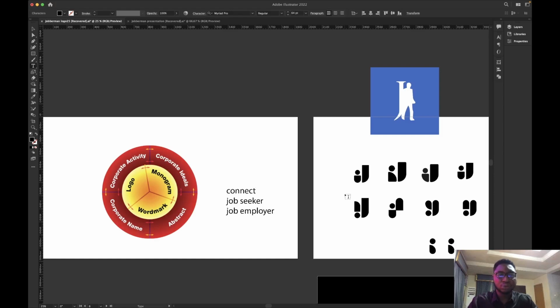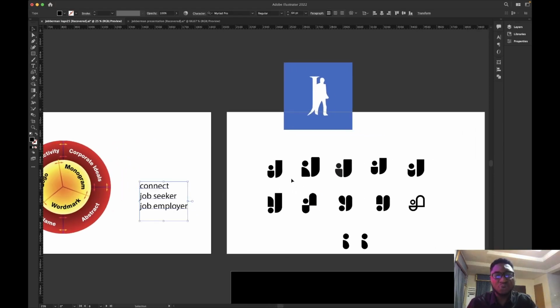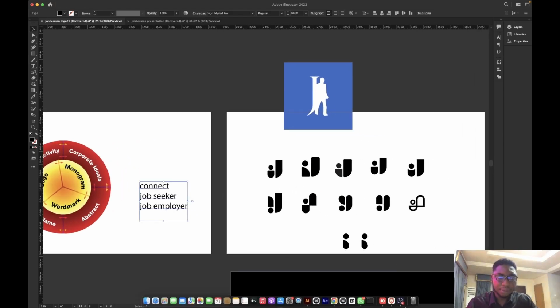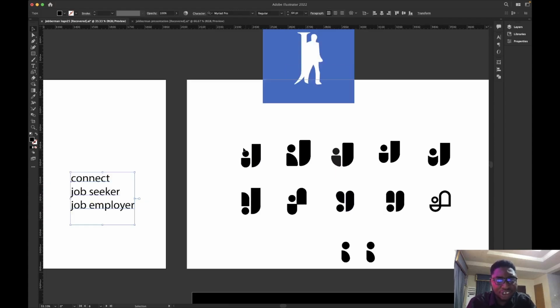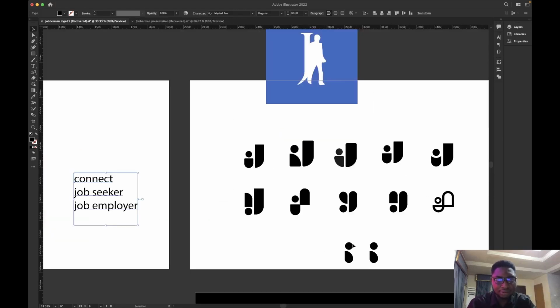Coming back to this, when we were creating, we found that job seeker and job employer means a man, and our letter J suggests that we have a man inside. So we have to look for something beautiful in what we have created to add to this connect to give us our logo, right? You are following. So I brought out these 2 guys here.